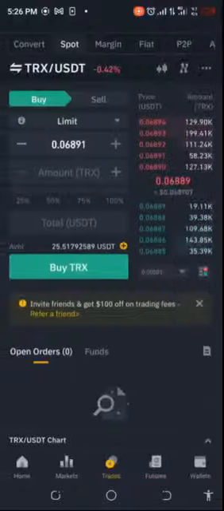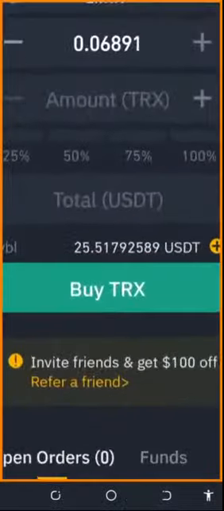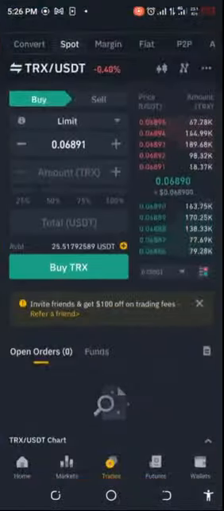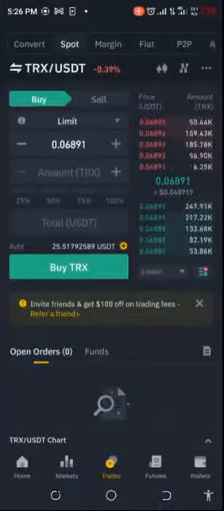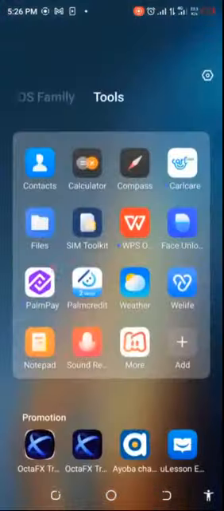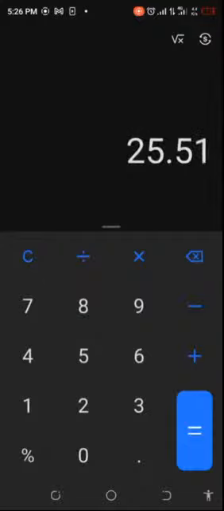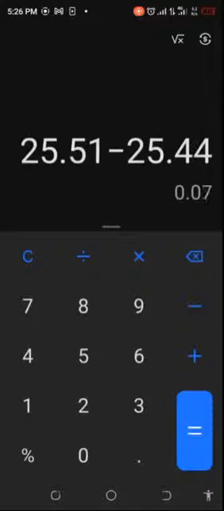So now let's go and see. We have 25.51. Okay, let's go and see what that's giving us. It isn't too much of a profit, but imagine you had $200 to do this, or $500, or even $100, you would have made a lot of money. So let's see, 25.51 minus 25.44. Okay, 7 cents.